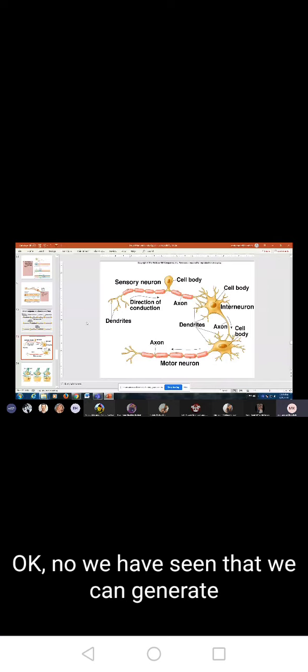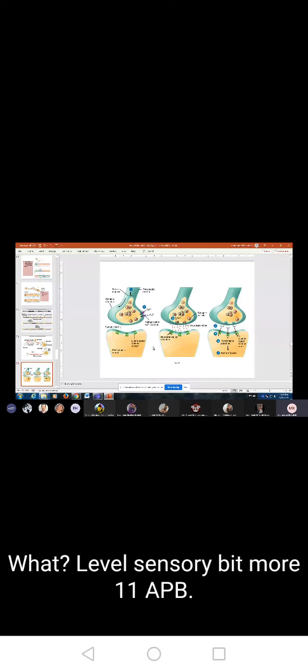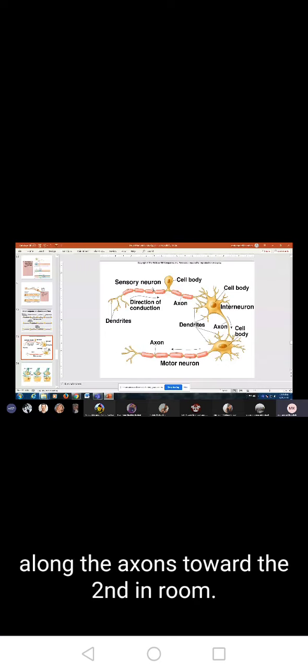Okay. Now, we have seen that we can generate action potentials by neural cells. Now, what happens at the terminals, actually, between the terminals and the membrane of the second neuron? No, no, it is transmitted directly along the axons toward the second neuron. To the terminals, the second terminals, that's true. Okay?